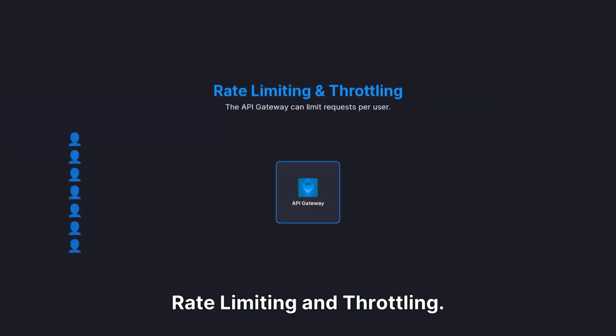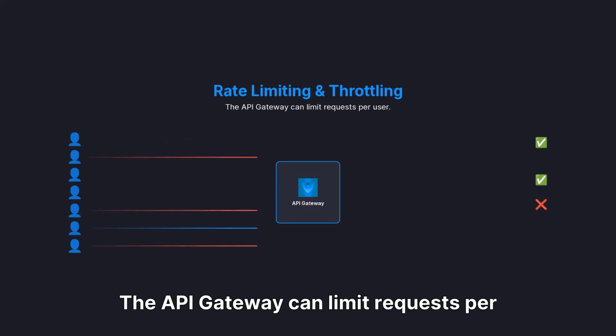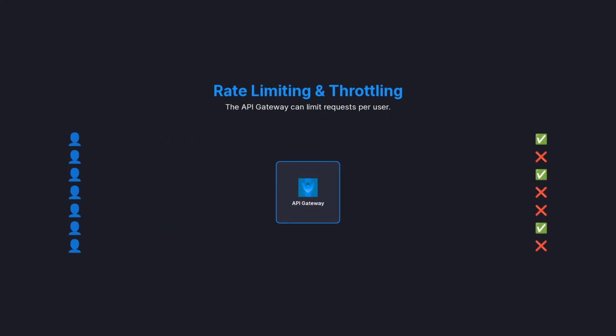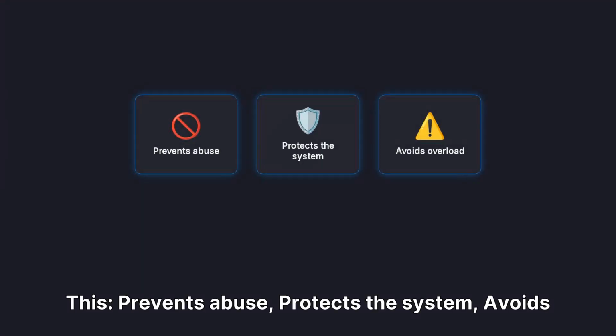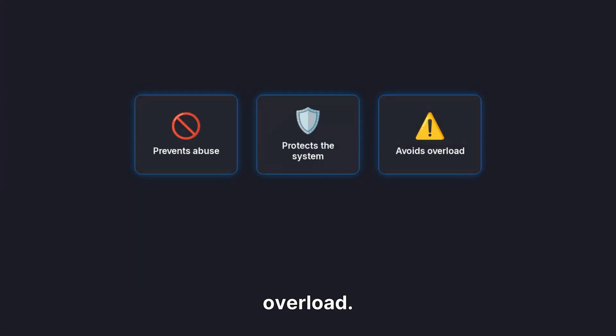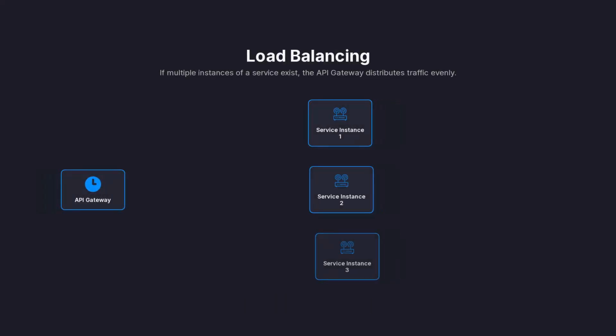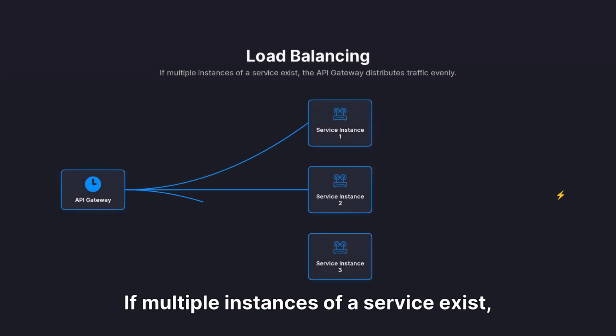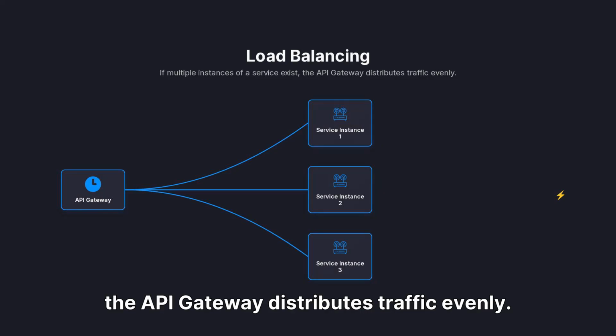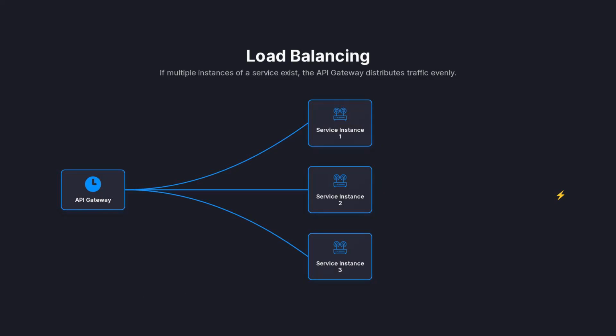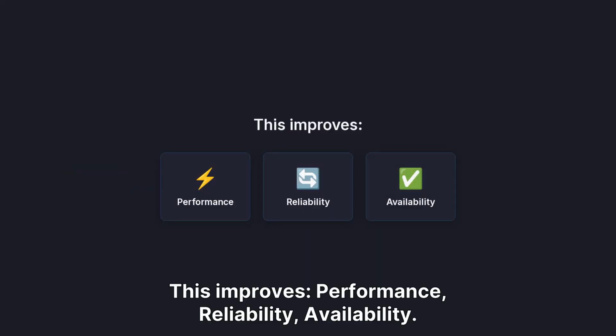Rate limiting and throttling. The API gateway can limit requests per user. This prevents abuse, protects the system, avoids overload. Very useful for public APIs. Load balancing. If multiple instances of a service exist, the API gateway distributes traffic evenly. This improves performance, reliability, availability.